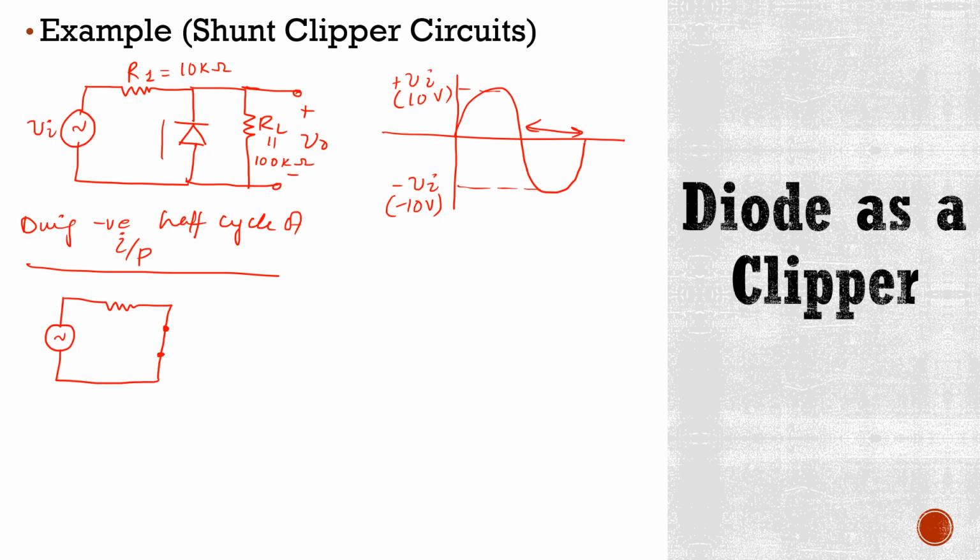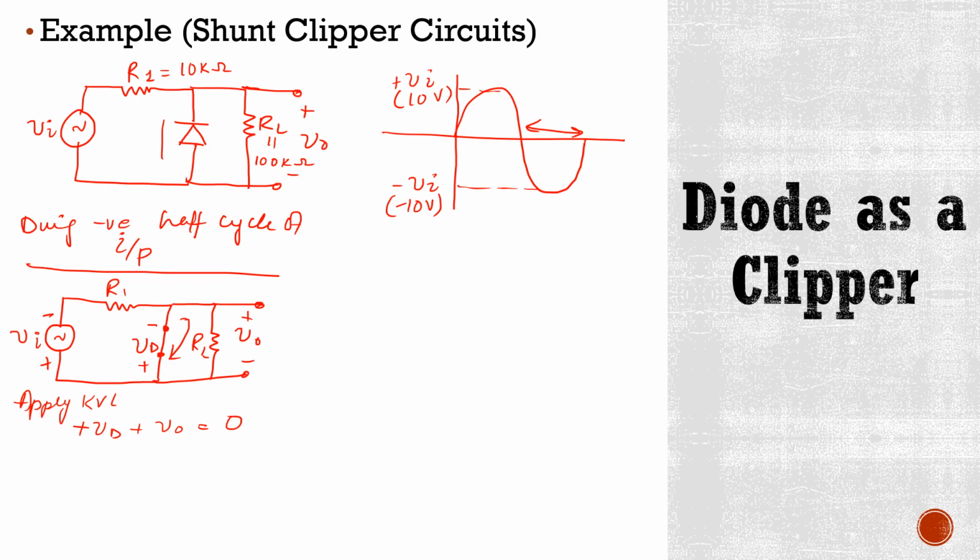It means this diode is short here, and we know that here we have V0, this is plus, this is minus, this terminal of diode is negative, this is positive, this is VD, and this terminal is negative, this is positive, and this is R1, this is RL. Okay. Now if we apply KVL here in this loop, then our KVL equation will be plus VD plus V0 is equal to 0. It means V0 is equal to minus VD, and in case of ideal diode, this VD is 0. It means here this V0 is 0.